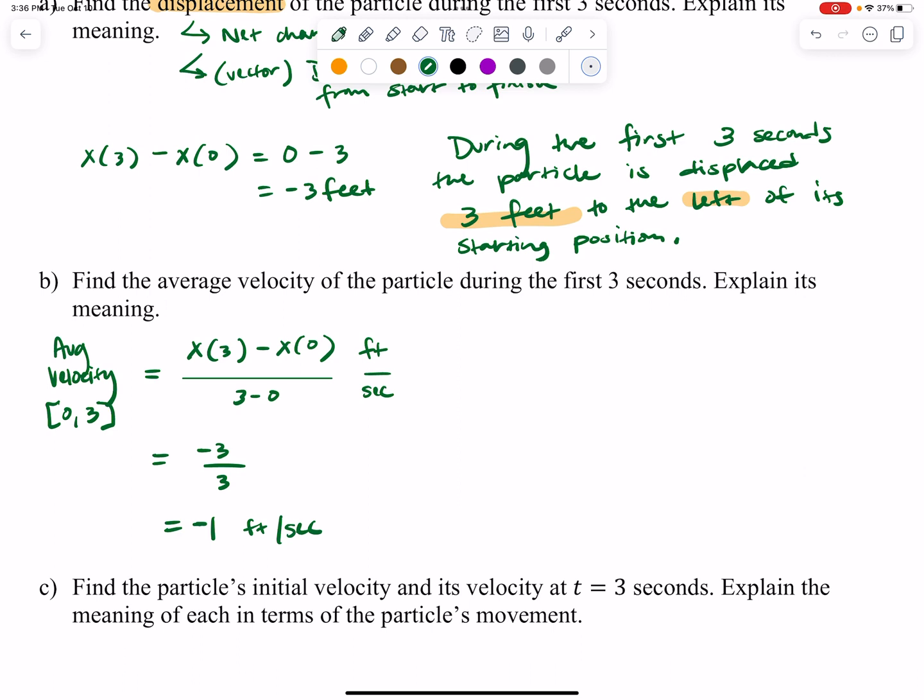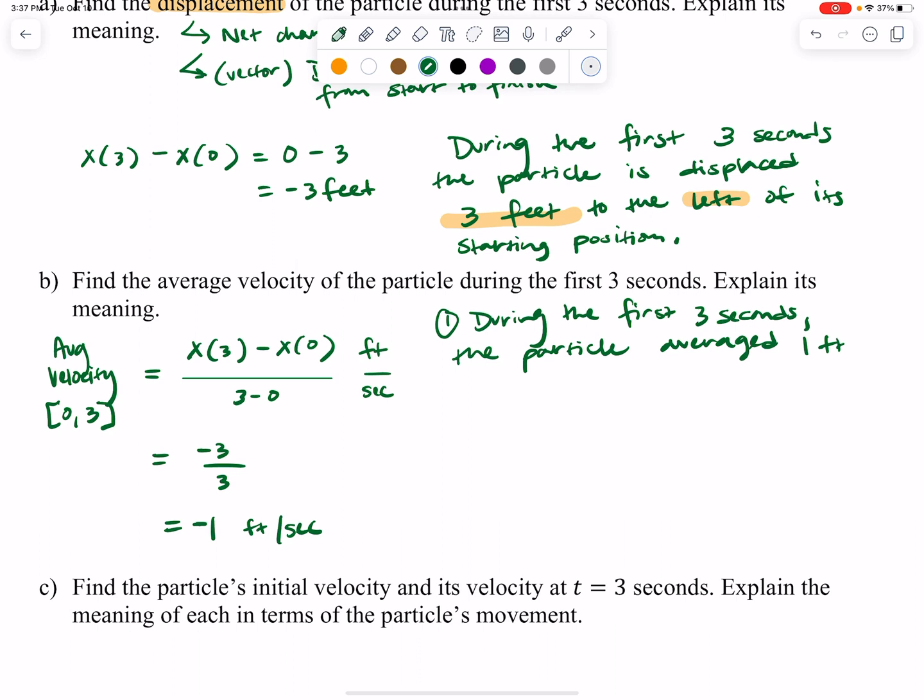Okay, so we can interpret that negative as direction. There are a couple different ways that you could write this out. Here I'll write it in 2 different ways just to show you. The first way, and it's saying explain its meaning, we could say during the first 3 seconds, the particle averaged 1 foot per second moving to the left. Right, that negative indicated to the left.